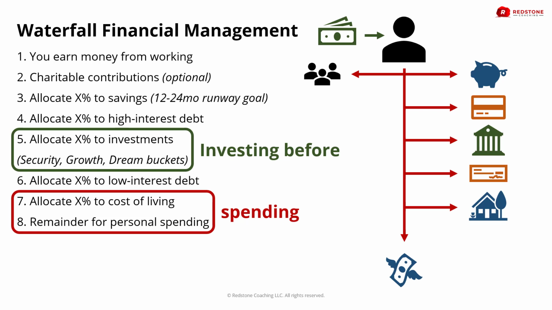So payment history for credit scores is super, super important. And then the next level of the waterfall is allocating X percent to your cost of living. And then whatever's left over after all these different levels of the waterfall, that's what you want to have left over for personal spending. Most important part of this philosophy is invest before you spend. This is why most people are never wealthy. They spend before they invest. And you got to invest before you spend.